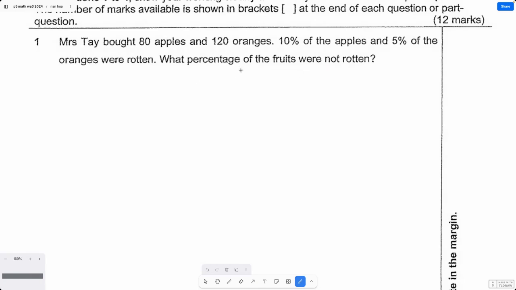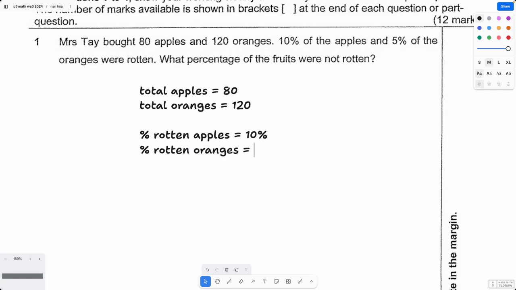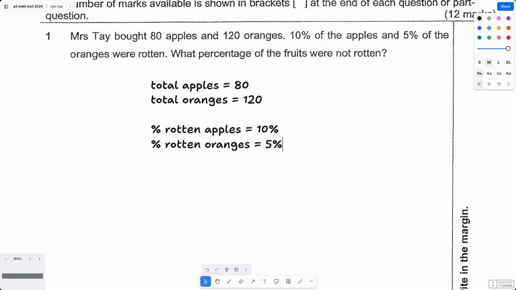Okay, so let's get started. Basically, we know that the total apples is equal to 80 and the total oranges is equal to 120. So we know that the percentage of rotten apples is 10% and the percentage of rotten oranges is 5%. Okay, so we want to know what is the percentage of the not rotten apples and oranges. So let's do the apples first.